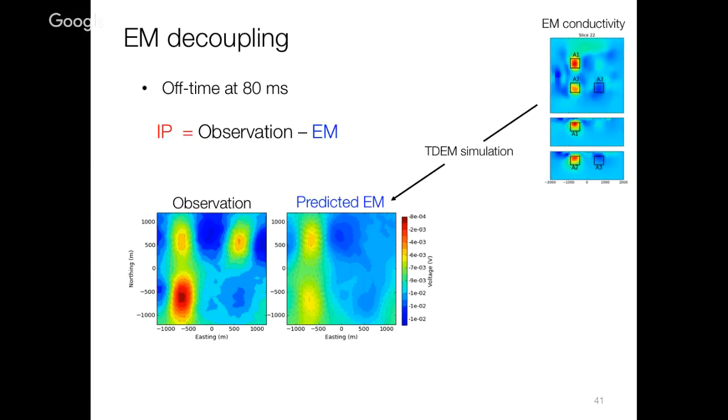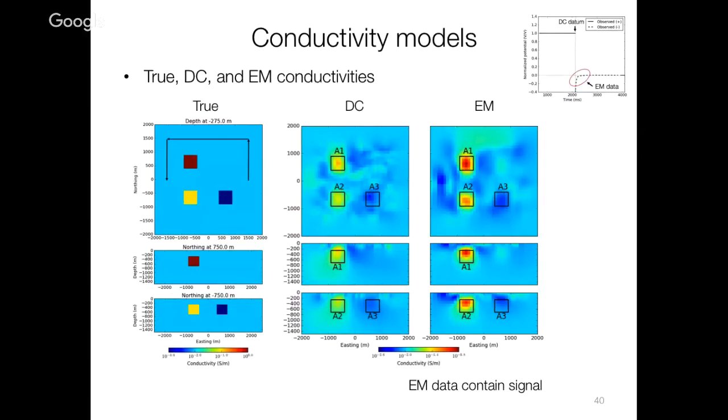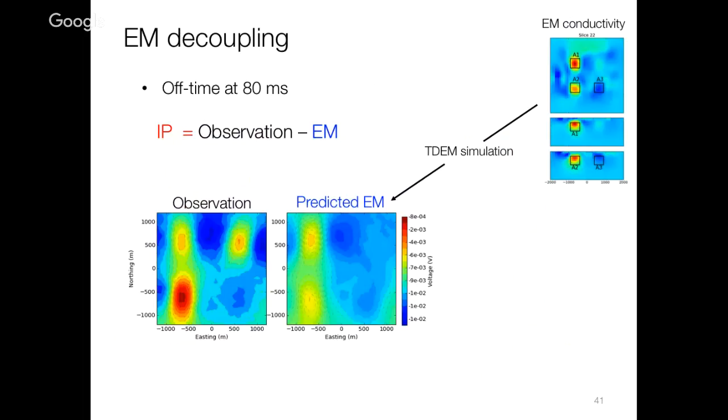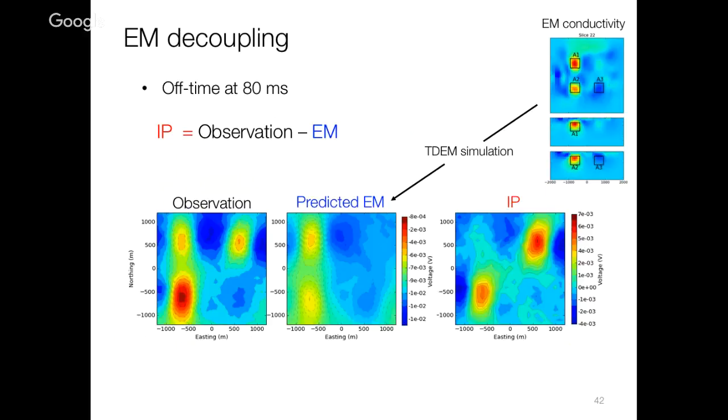So now let's look at the EM decoupling process. Let's concentrate at 80 milliseconds. Our IP data are going to be the observations minus the EM. So we take the EM conductivity that we had, we do a 3D forward modeling on that, and that's the predicted EM data. So here's the observations, here's the predicted EM responses. Now let's subtract those and get decoupled data.